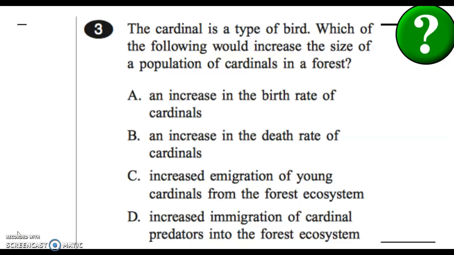Here's a quick Edpuzzle pop-up question. A cardinal is a type of bird. Which of the following would increase the size of a population of cardinals in a forest? A, an increase in the birth rate of cardinals. B, an increase in the death rate of cardinals. C, increased emigration of young cardinals from the forest ecosystem. Or D, increased immigration of cardinal predators into the forest ecosystem.